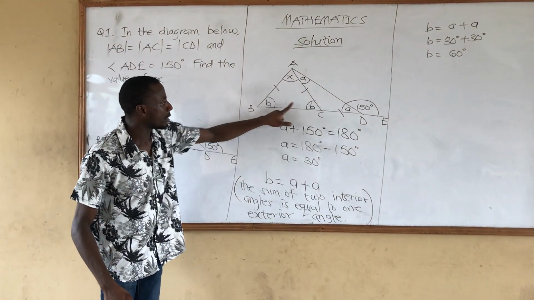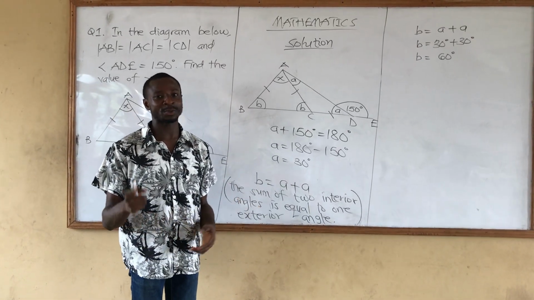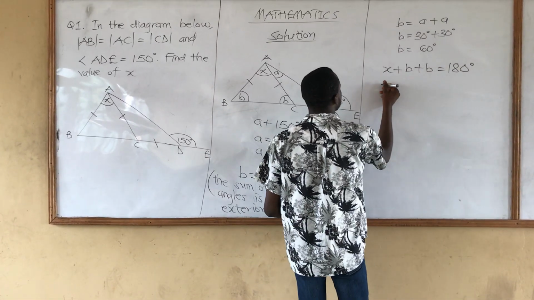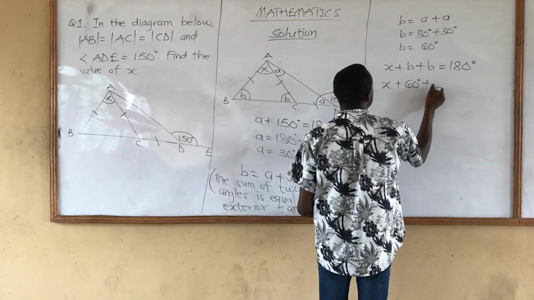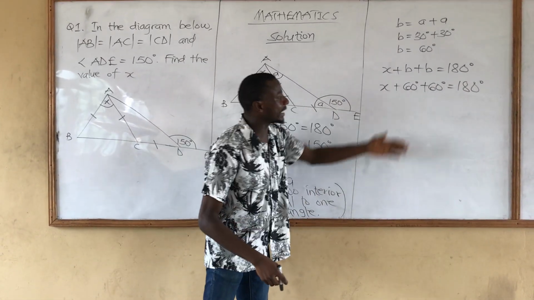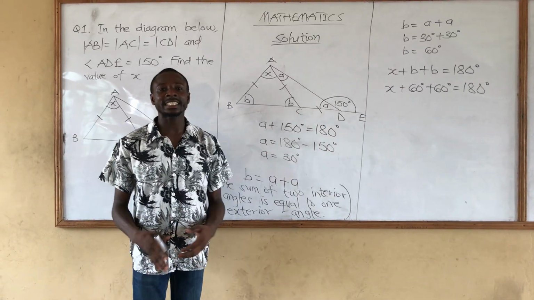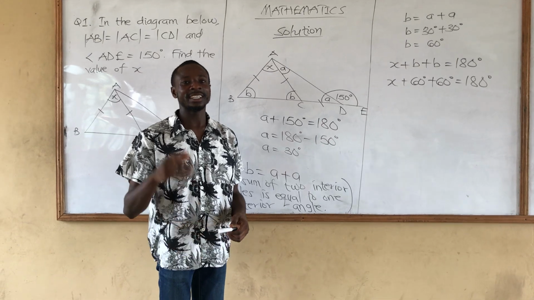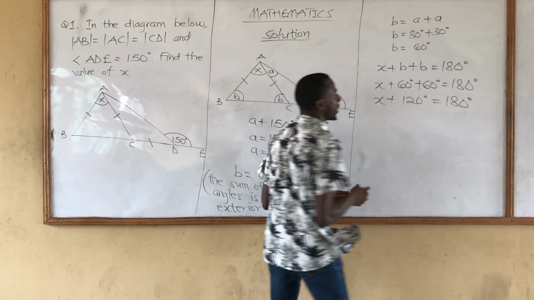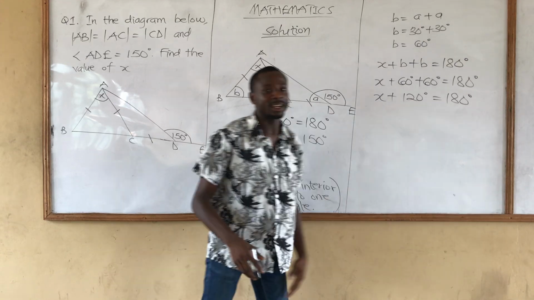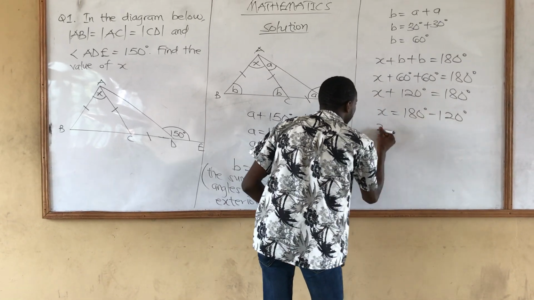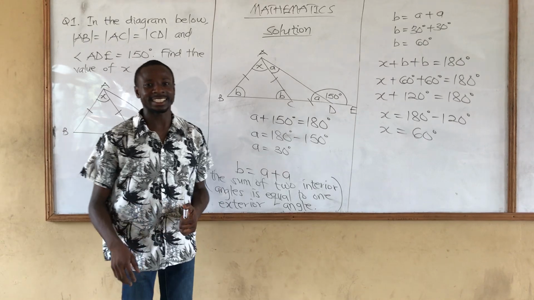So X plus B plus B are angles in a triangle, and they sum up to 180 degrees. So we have X plus B plus B is equal to 180 degrees. So we have X plus 60 plus 60 is equal to 180 degrees. Just as I said earlier, angles in a triangle sum up to 180 degrees. So we have X plus 120 is equal to 180 degrees. When the 120 moves across, it becomes negative. So X is equal to 180 minus 120, and the value of X is equal to 60 degrees.